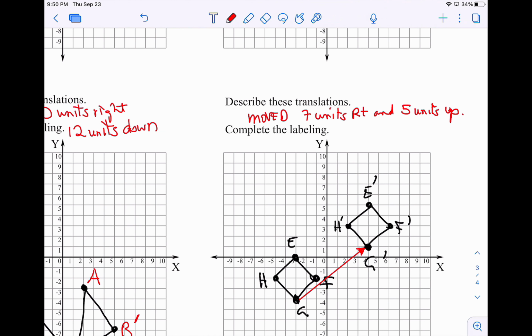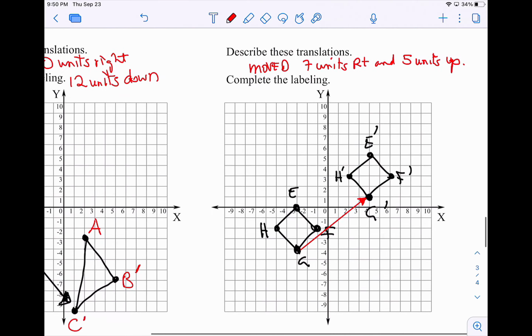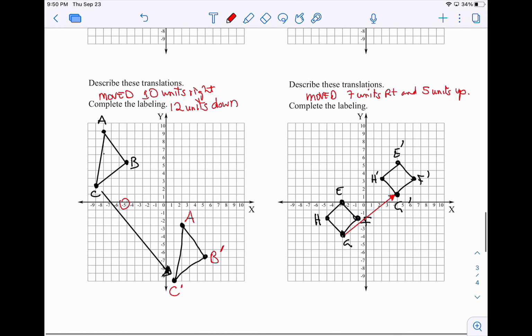Complete the labeling, we're done. We got the primes, we got the arrow, everything's perfect. So that's how we do translations. If you have any questions, just feel free and watch that video again.